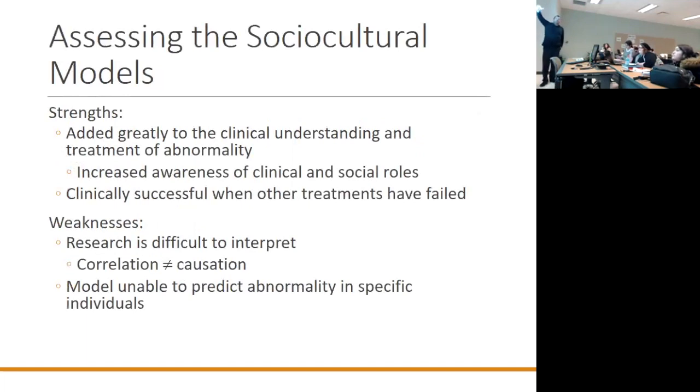Big thing here, the one thing that I really focus on here is research on the sociocultural model, very difficult, because just because things happen together doesn't mean one thing causes the other. Okay, so just because there's a sociocultural group that all have the same problem, that doesn't mean being in a sociocultural group makes you have that problem. And that's what a lot of people look at.